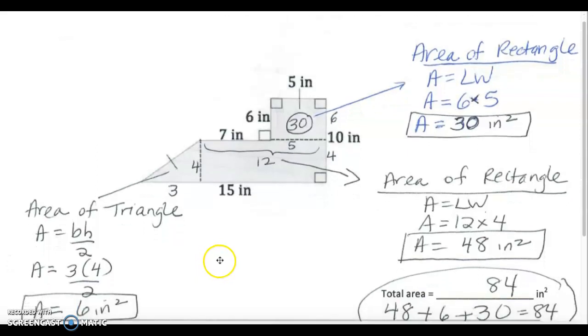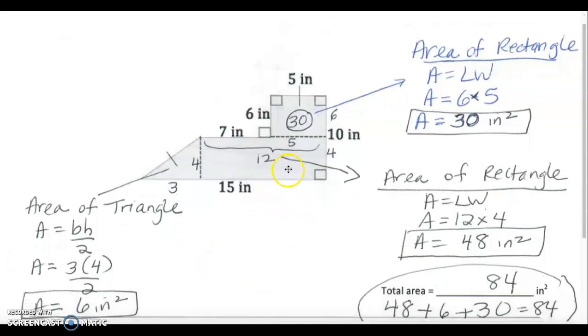Okay, so I am going to take the time to carefully go over this. So I separated this composite figure into 3 figures. I made this a rectangle, so I drew this dotted line right here. And the area of this rectangle was 6 times 5, which was 30. Then I separated it right here, so I got a triangle and a rectangle. This triangle was base times height divided by 2.